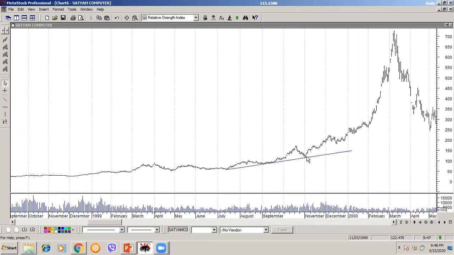1, 2, 3, valid trend line. Then it goes up. Trend line. I'm waiting for it to come to the trend line to buy. I never get a buy. I draw the second trend line.